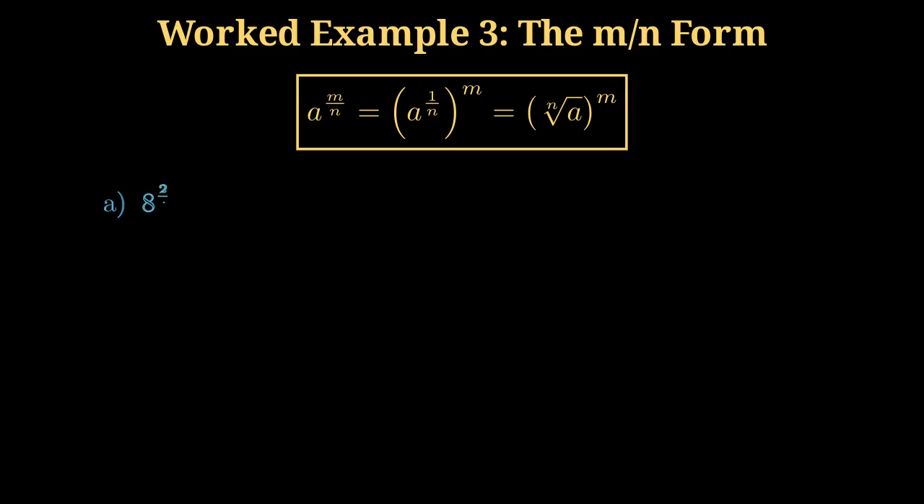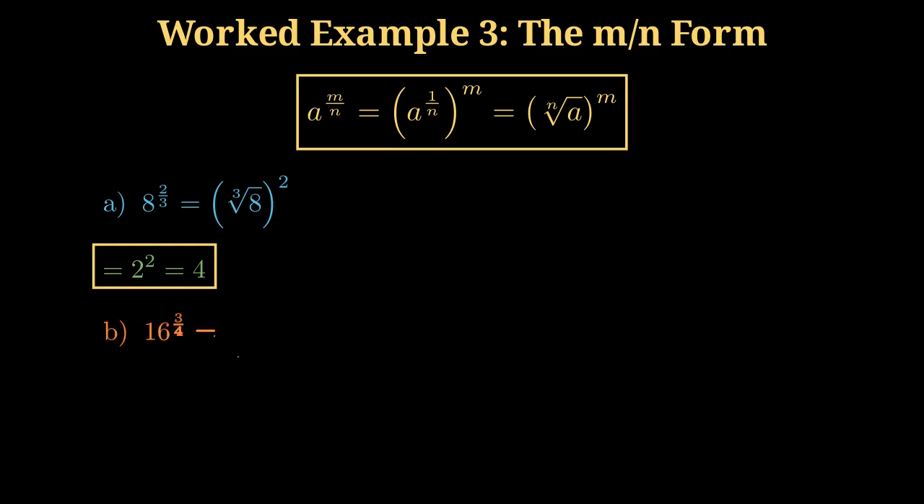A. 8 to the power 2/3. The 3 underneath is the cube root. The 2 on top is a squaring. Cube root of 8 first. That's 2, because 2 cubed is 8. Then square it: 4. 8 to the 2/3 is 4.